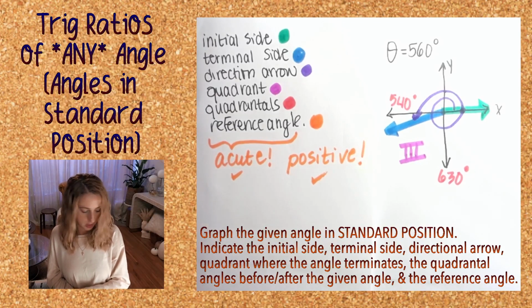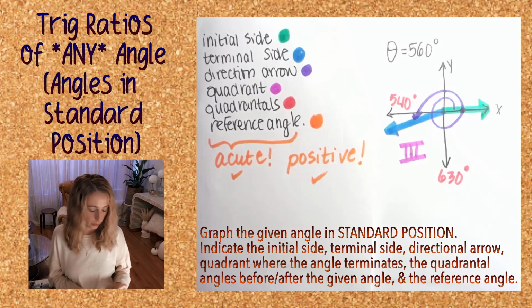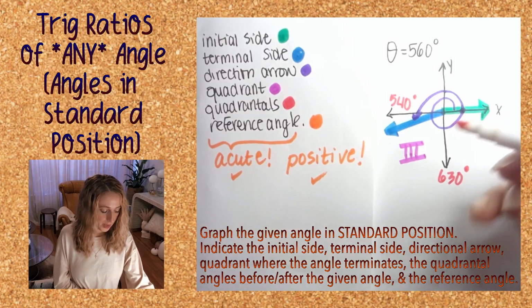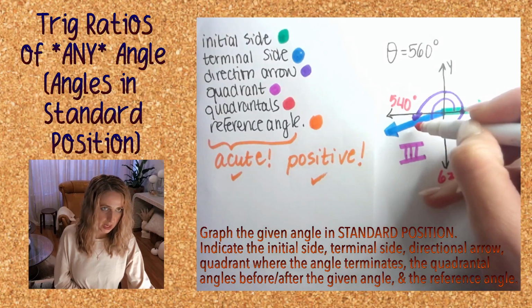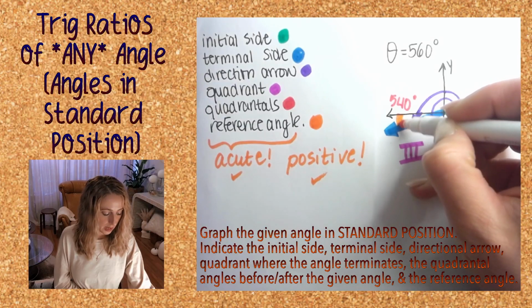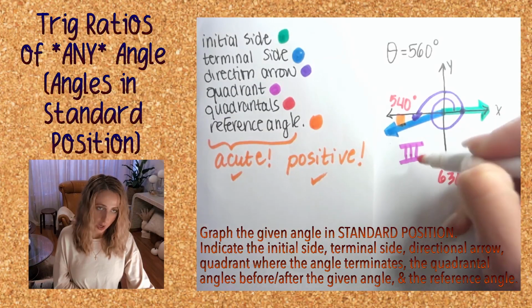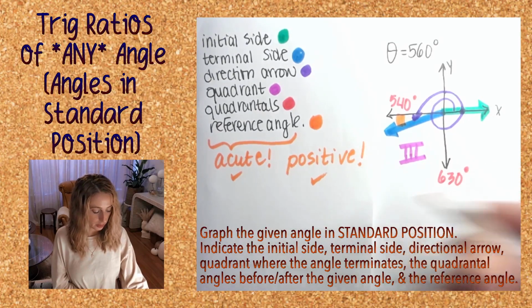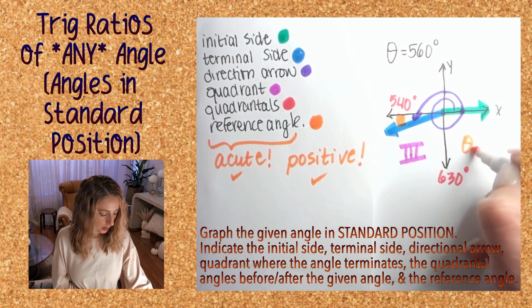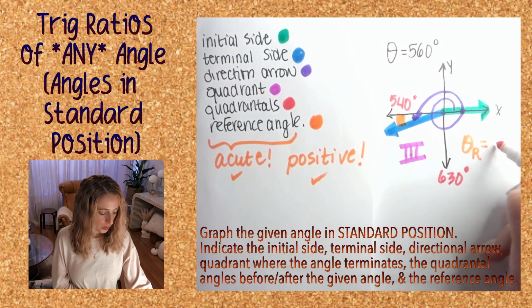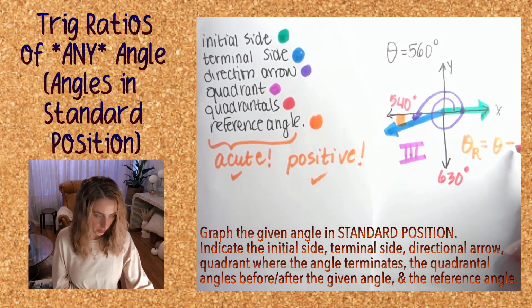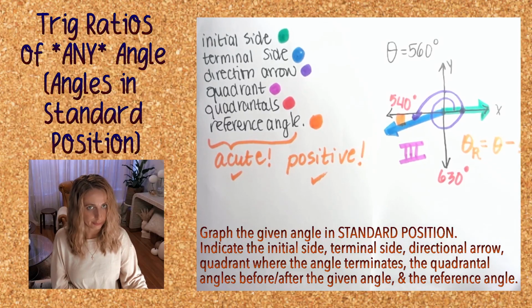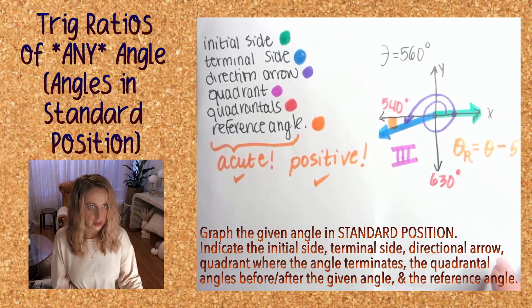Then last thing is finding our reference angle. Your reference angle is the acute positive angle between the terminal side of your angle and the closest x-axis. So it's right there. In quadrant 3, when you want to find your reference angle, which we are calling theta sub r right now, you take your angle and subtract, in this case, not 180, but 540. Really the quadrantal angle that's right there.